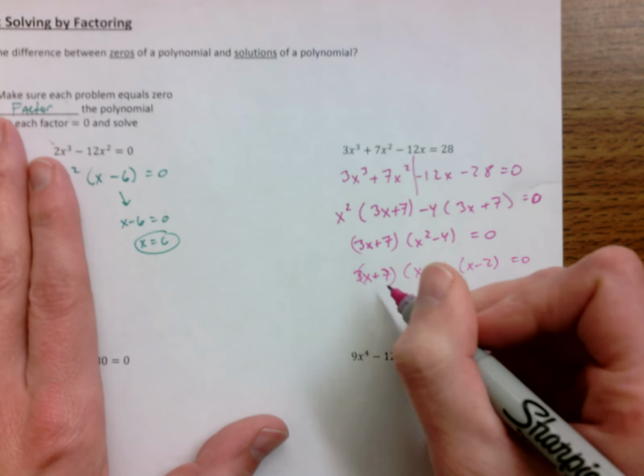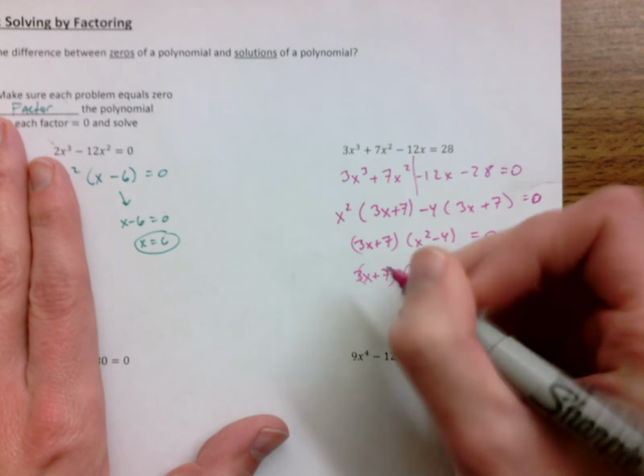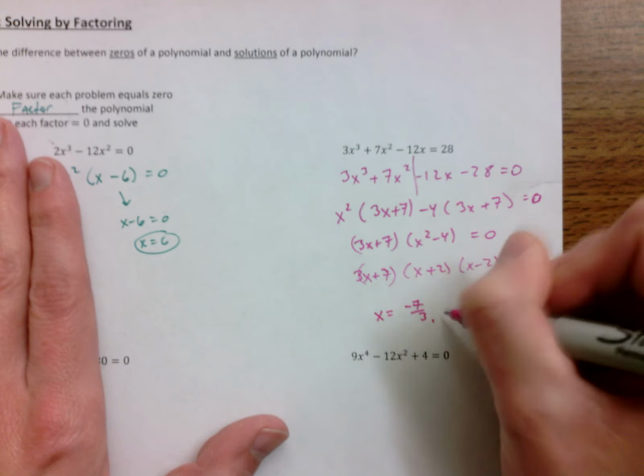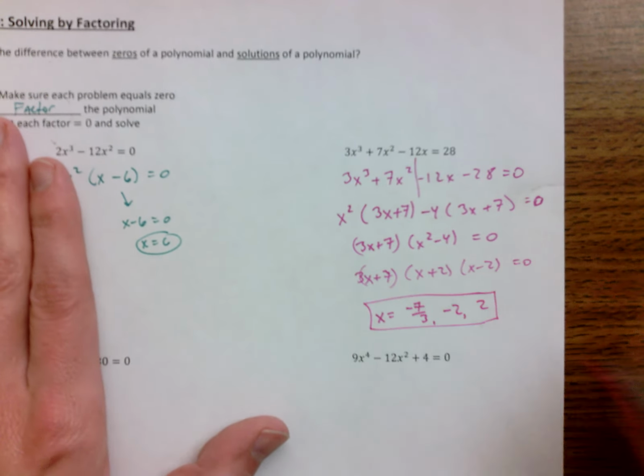Be careful with these because I tend to see people make silly mistakes on these ones, right? You'd subtract the 7 from both sides and divide by -3. So our solutions would be -7/3, -2, and 2. And there's your 3 solutions.